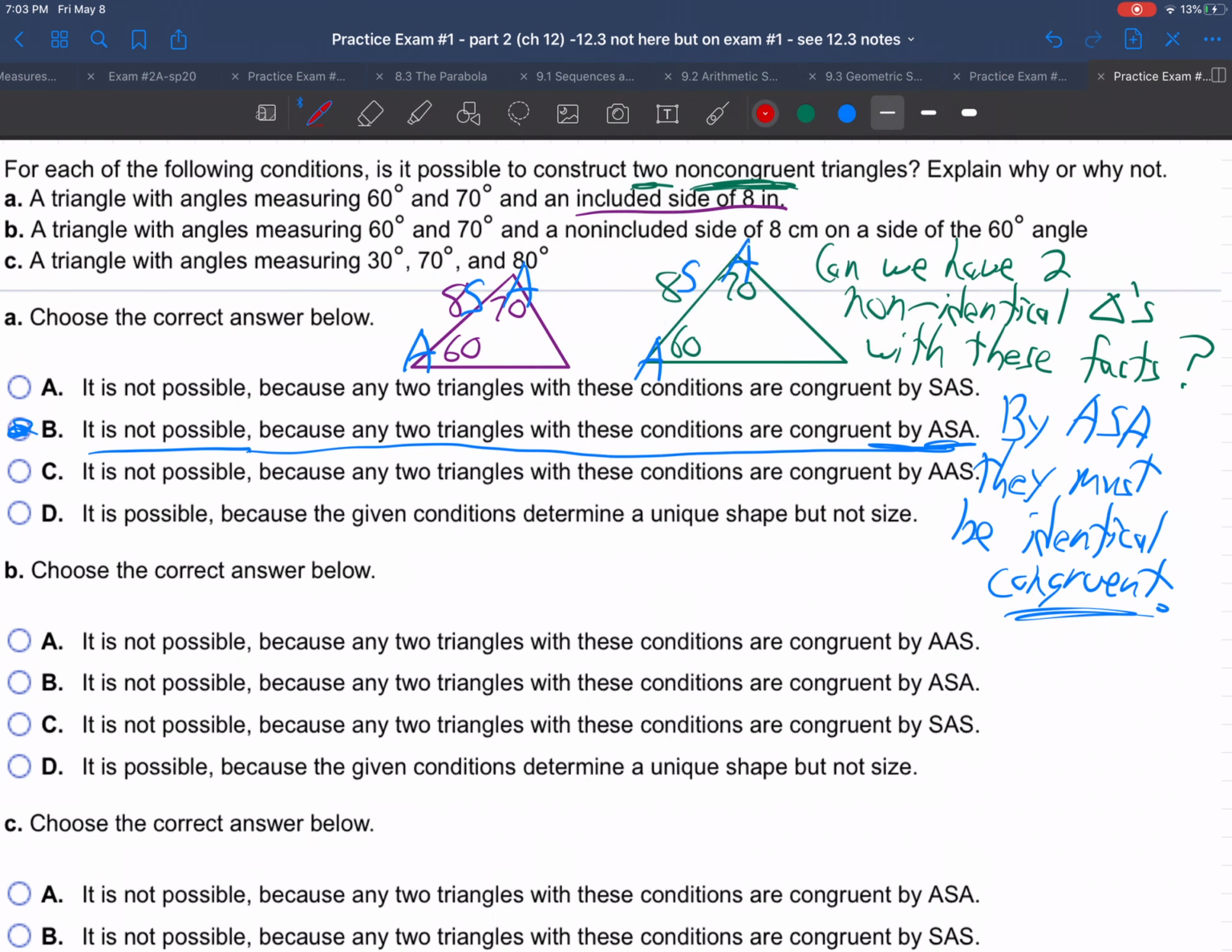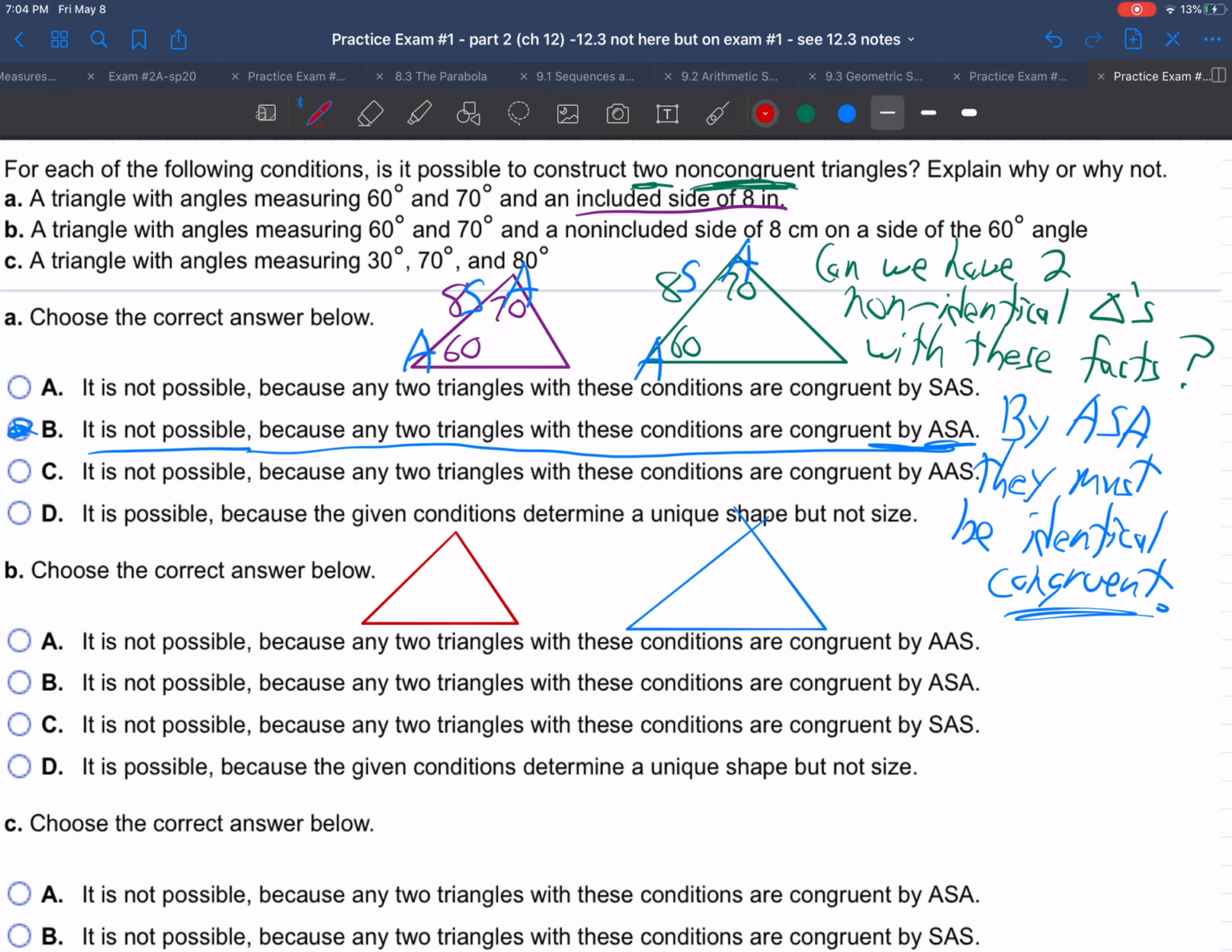Part B. It says for part B, a triangle with angles measuring 60, 70, and a non-included side of 8 on a side of the 60-degree angle. Okay. So let me see if I can draw that. So, and then let me write what we got. So we want two of these. So let me put another one over here. So we're wondering, is this possible?